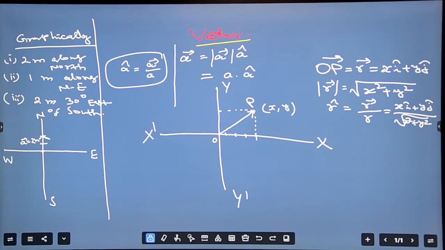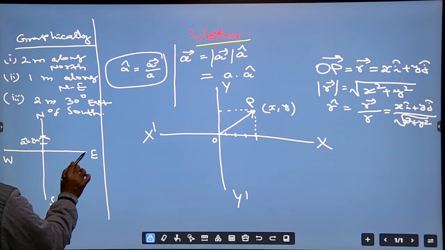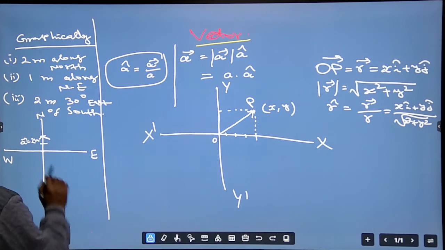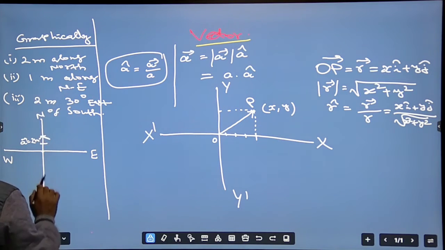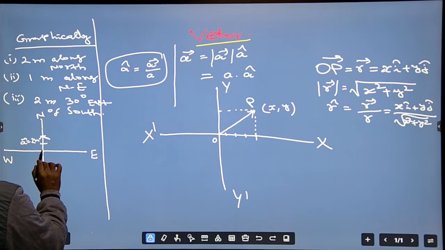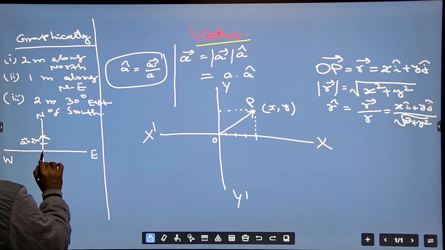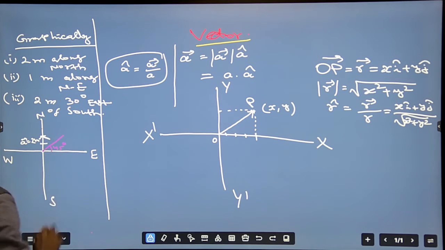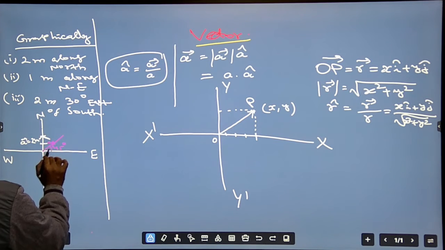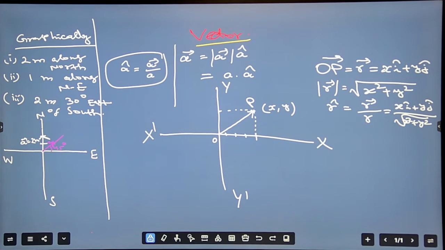Second one, 1 meter along northeast. Northeast means this quadrant. So the vector will lie in this quadrant. Now for northeast, no angle is mentioned, so this will be at its center. So it will make 45 degree either with east or with west. 1 meter. So this will be the vector. Clear?